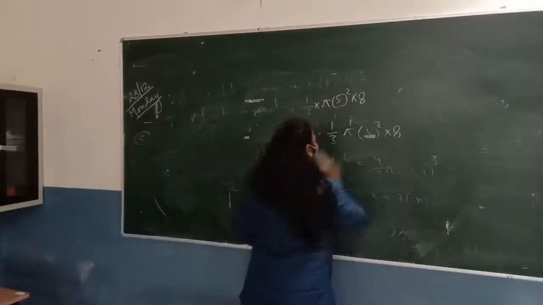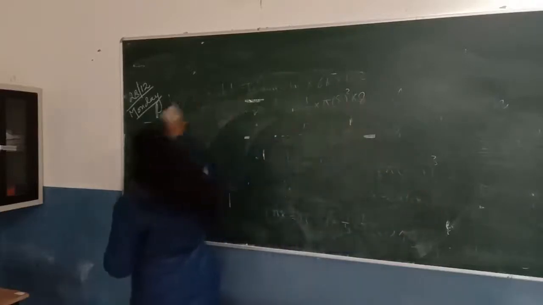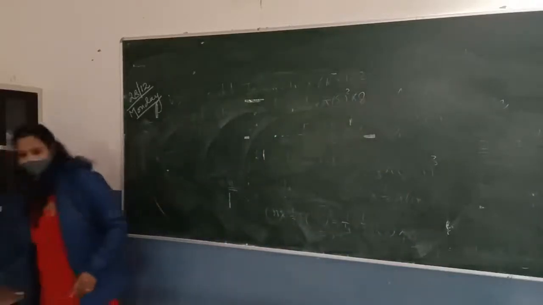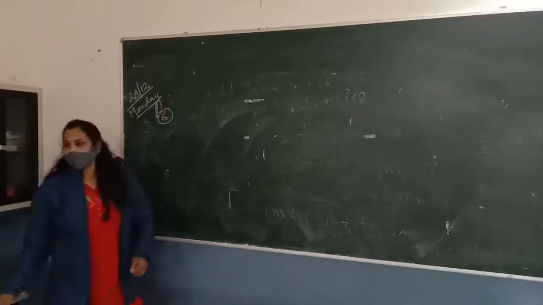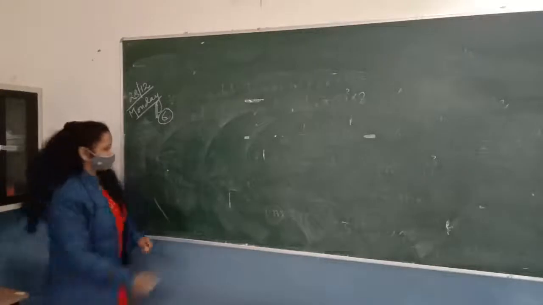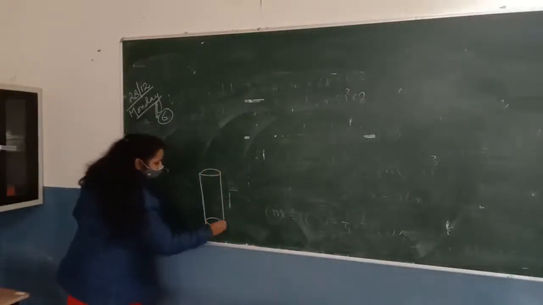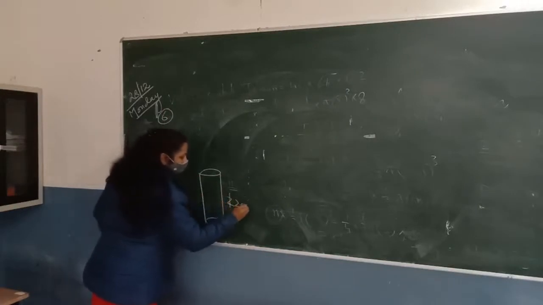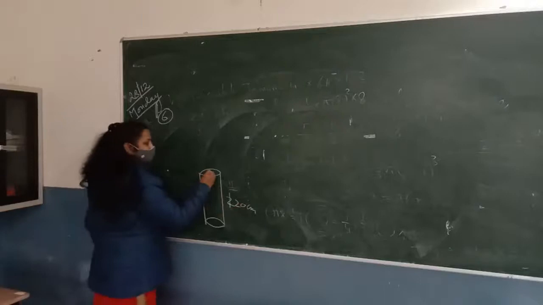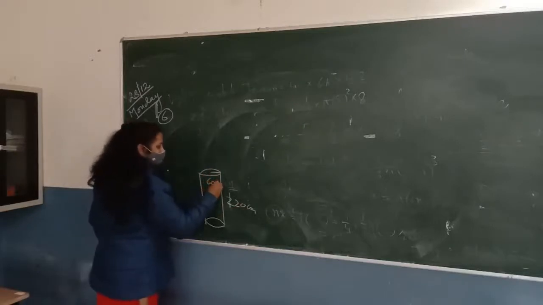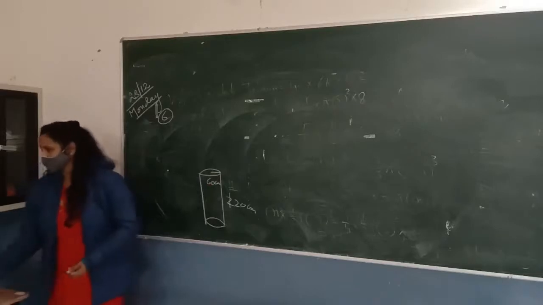Now Nishant, please read question number 6. A solid iron pole consisting of a cylinder of height 220 cm and radius 60 cm, standing on a hemisphere of radius 60 cm.